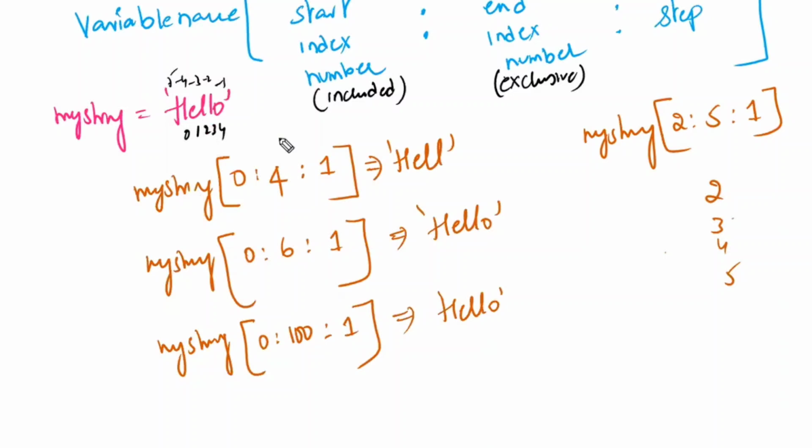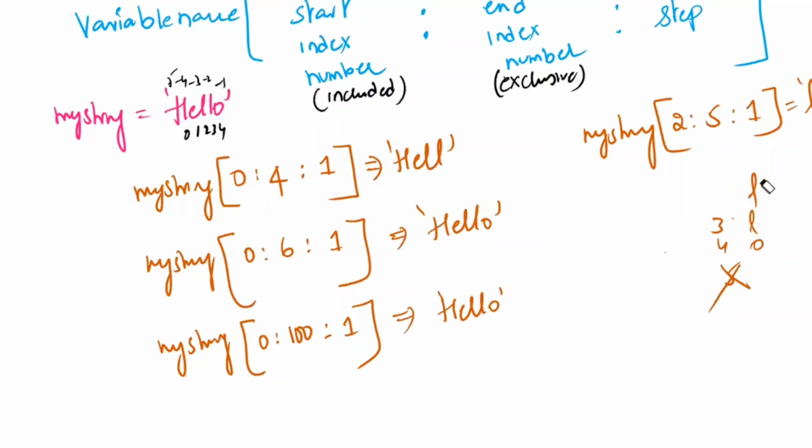In the 2 position, what is there? L is there. In the 3 position, L is there. In the 4 position, O is there. The 5th one should not be included, because the end number should not be included. What is the output of this? L, L, O.